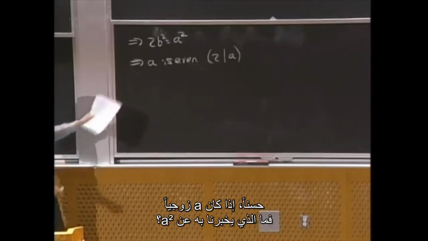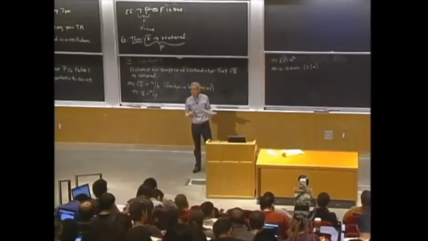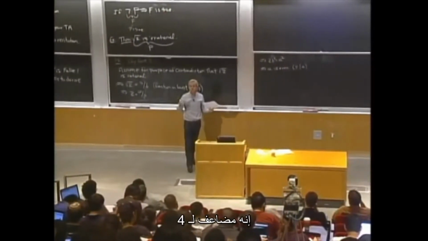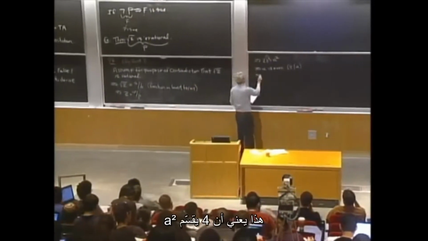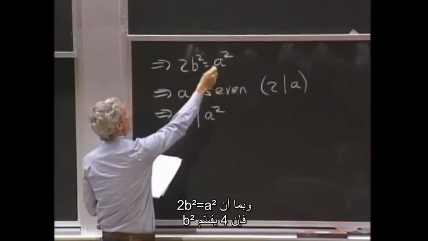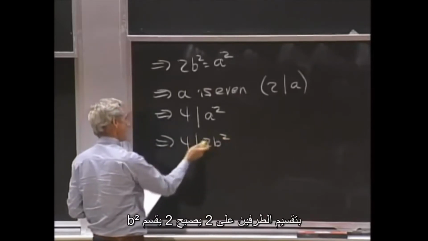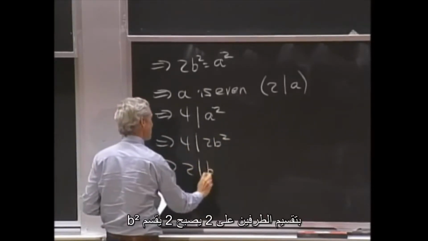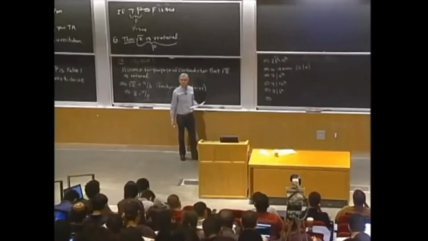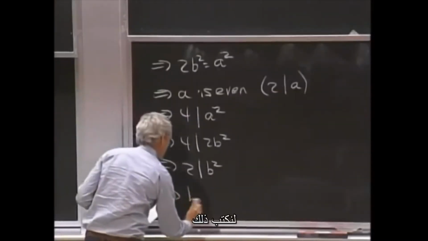All right, if a is even, what do I know about a squared? I know more than just it's even. What is it? It's a multiple of 4, yeah. So that means that 4 divides a squared. A squared is 2b squared, so that means that 4 divides 2b squared. Divide each side by 2 means 2 divides b squared. What does that imply about b? B is even. All right, b is even.